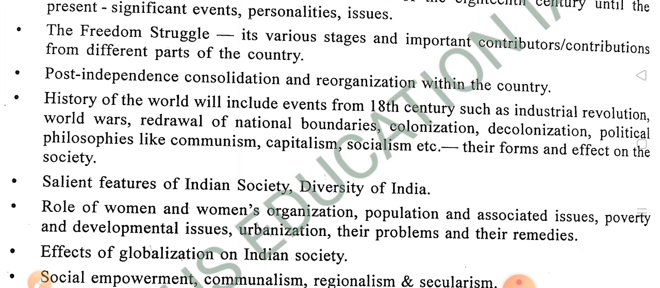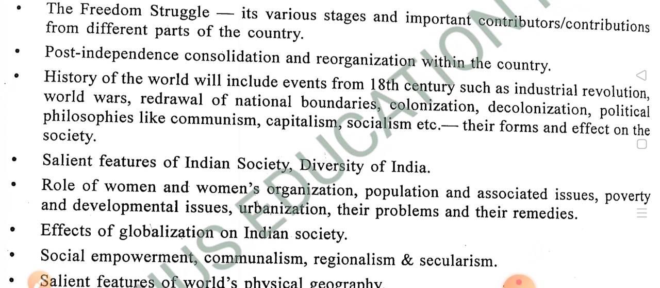Next is post-independence consolidation and reorganization within the country. That means after 1947, what was the economic condition of India, what were the five-year plans, what was the impact of the five-year plans on the Indian economy, and so on. These are the most important salient aspects of India which you can see.